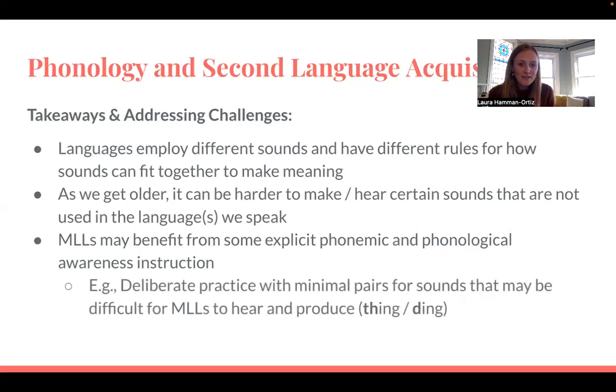So knowing that a student, for example, struggles with TH, which is a sound that doesn't exist in many languages, means that they might benefit from some deliberate practice with minimal pairs. So again, words that only differ by one sound, so they can really distinguish between what that sound is. So like thing and ding. So practicing hearing the nuanced difference between the th and the d, that for some students would be as hard to hear as for us would be to really hear differences between things that are not phonemic in English.